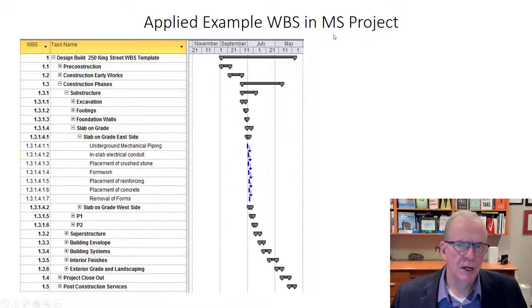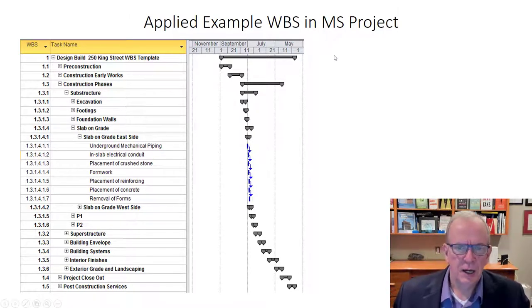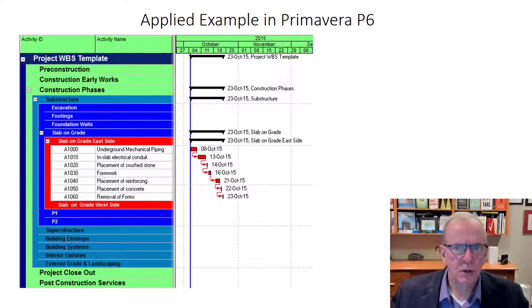So this is using MS Project. There are 2 software programs in construction projects that sort of dominate scheduling. There are a lot of other ones, so I'm not necessarily partial to any one. They kind of work the same way. But MS Project, and the other one is Primavera P6.